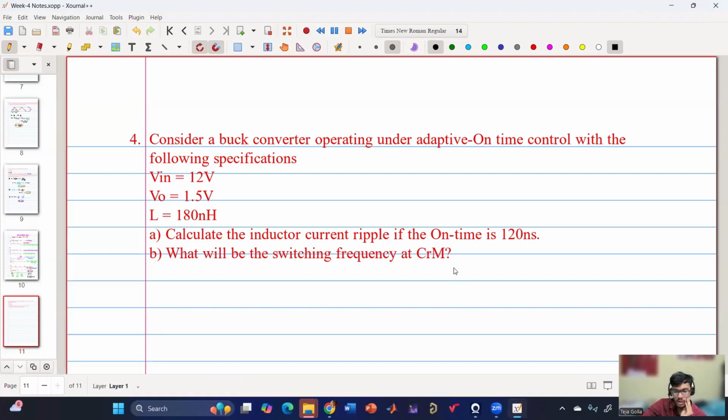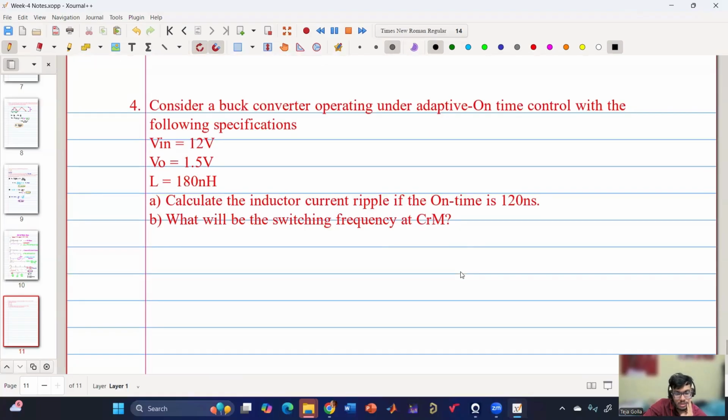Sir, 7. Uh-huh. 7 answer. That I have to check. Okay. So what is the answer that others are getting? Okay, let me solve and check.